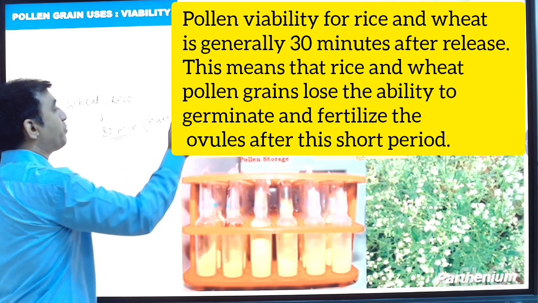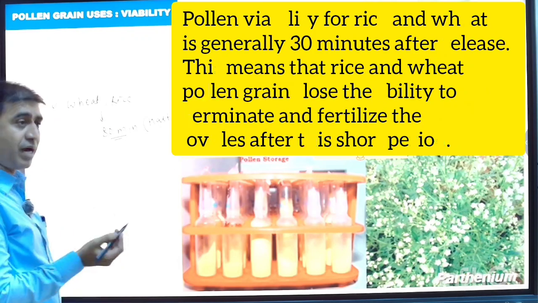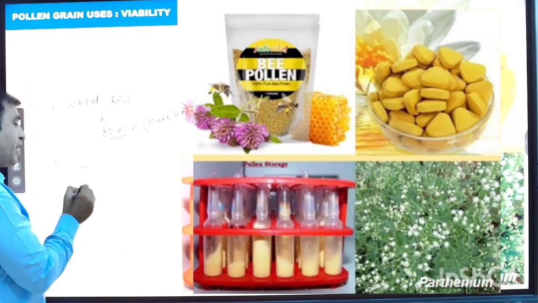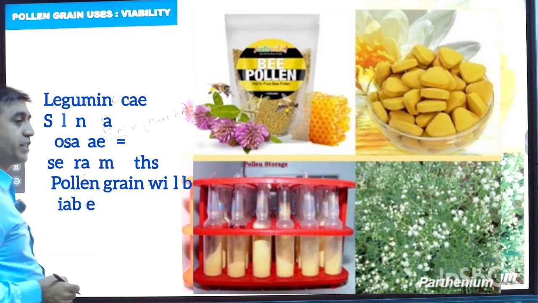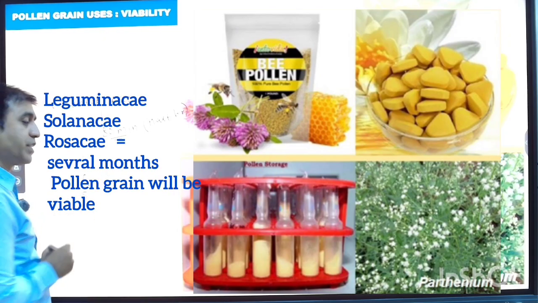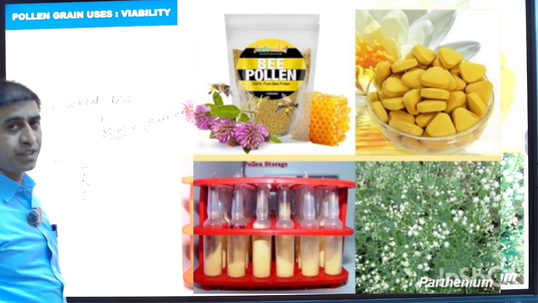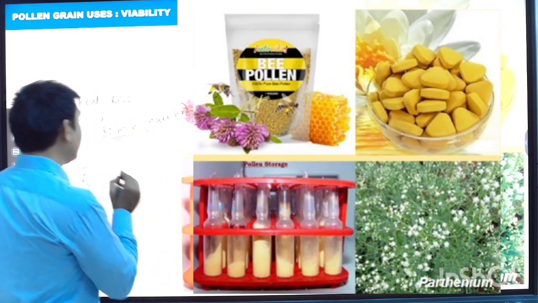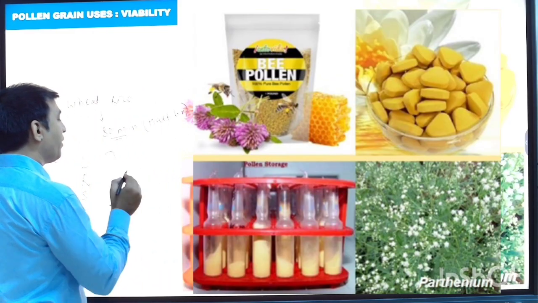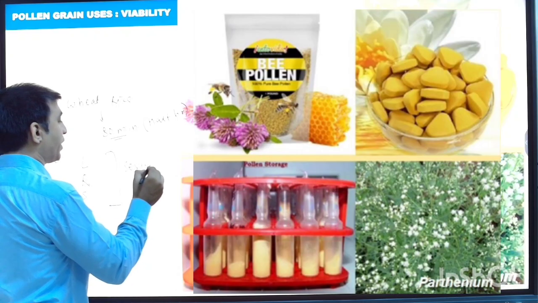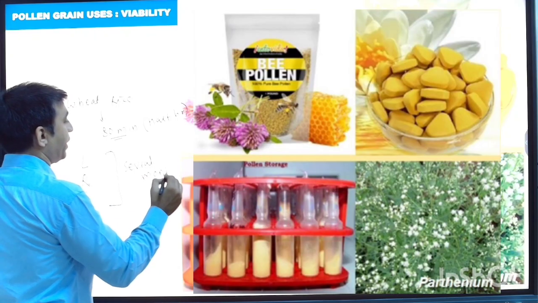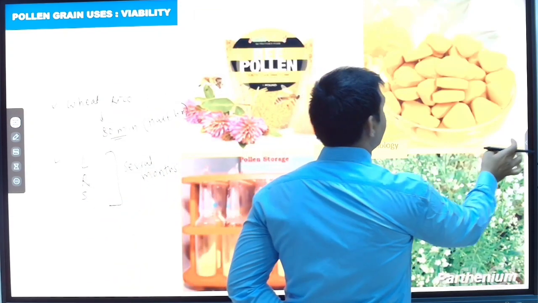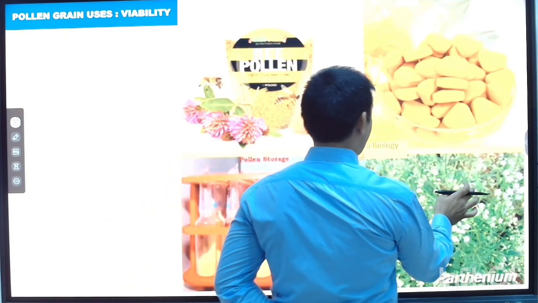In some plant families, like Leguminosae, Rosaceae and Solanaceae, the pollen grain can remain alive for several months. It can be present in that condition for several months in these plants.